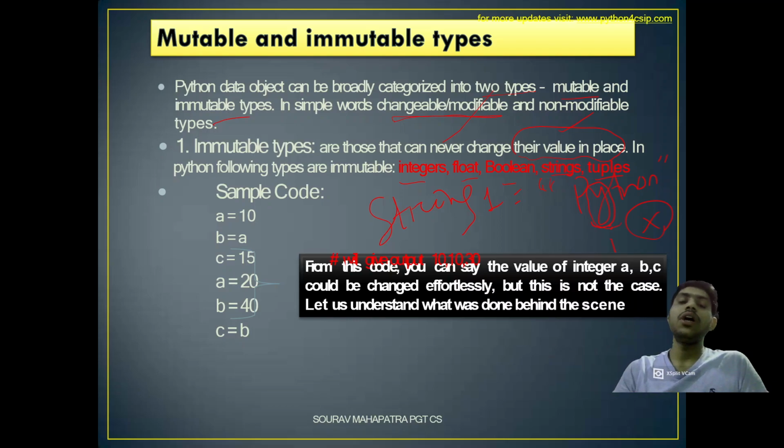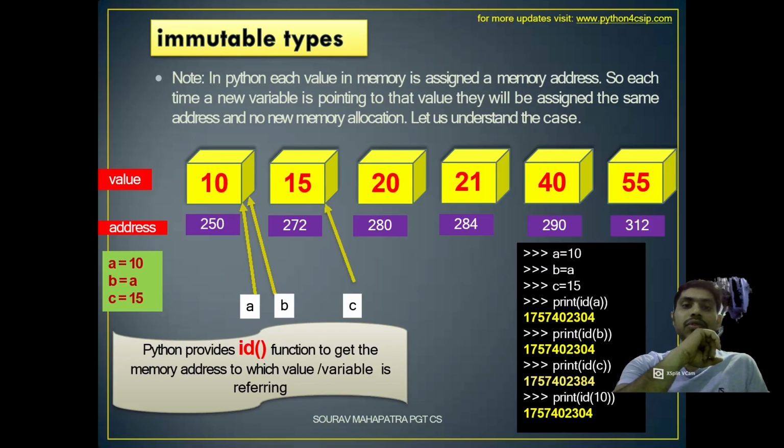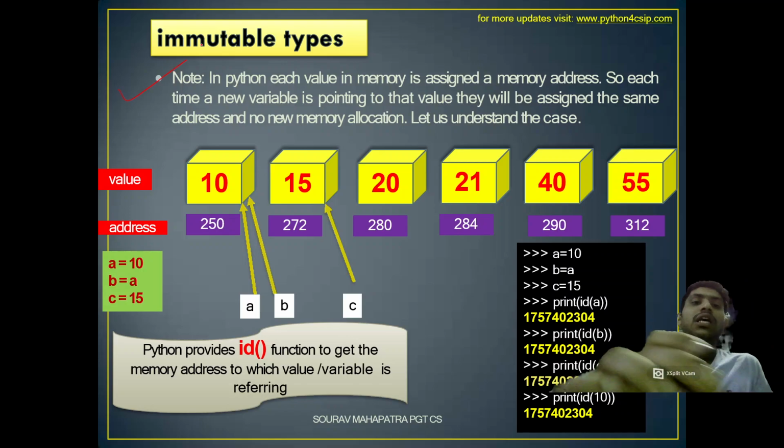So if the question comes, what are immutable types, you can write: immutable types are those types of values that, after defining once, we cannot change their value in place. And these are the examples: integer, floating point, boolean, string, tuples. In Python, each value in memory is assigned a memory address. Each time a new variable points to that value, it is assigned the same address, and there is no new memory allocation.